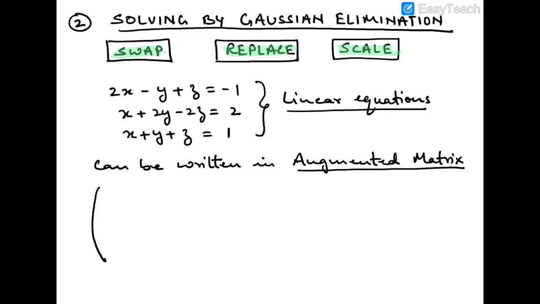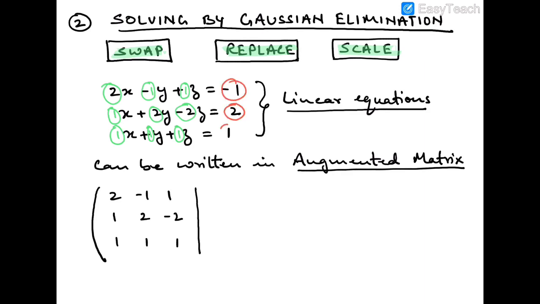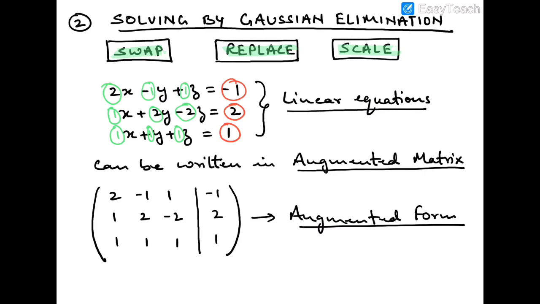So the coefficients of x, y and z are 2, minus 1, 1; 1, 2, minus 2; 1, 1, 1. Let's put these coefficients in matrix form and we get 2, minus 1, 1; 1, 2, minus 2; 1, 1, 1, then augmented by the constant terms, which are minus 1, 2, 1. So we write them here, and this is the augmented form of the linear equations.